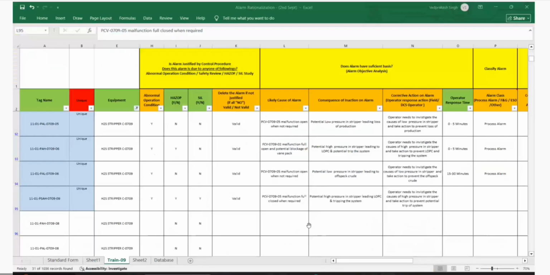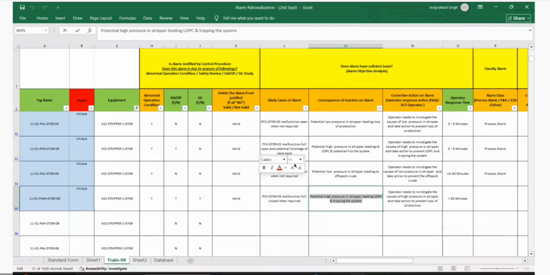Okay. So now, since this is the LOPC, so we'll take. No, this is already a trip. So loss of production. Yeah. Tripping. Loss of production. No, the consequence here is potential. Okay. Loss of production. And this is the 55 minutes, right? No, Chairman. This consequence, the consequence of inaction is loss of production.